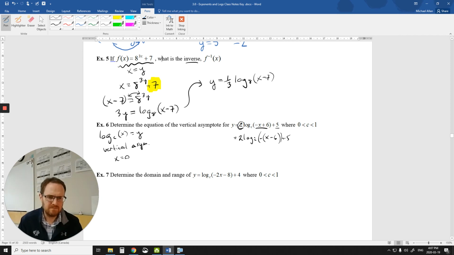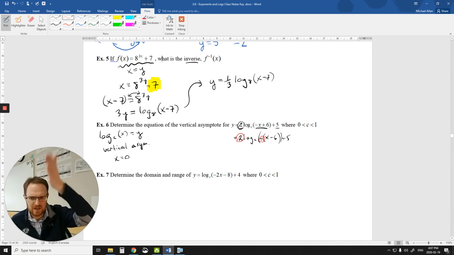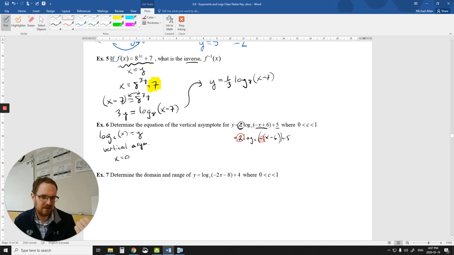So the negative, again, like I was saying before, and the 2 are not going to change anything about the vertical asymptote, because it's straight up and down, and if I flip it over, it's still straight up and down. But when we move it right 6 units, I just moved my asymptote right 6 units. So this point here is going to be right 6 units.